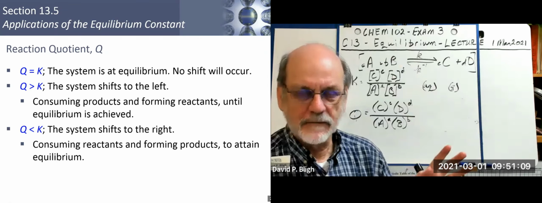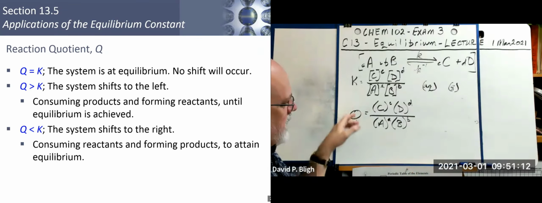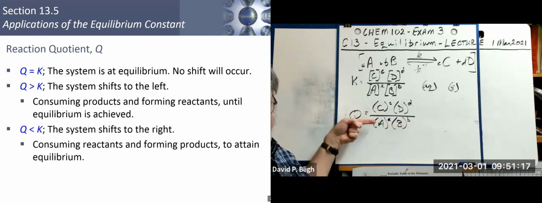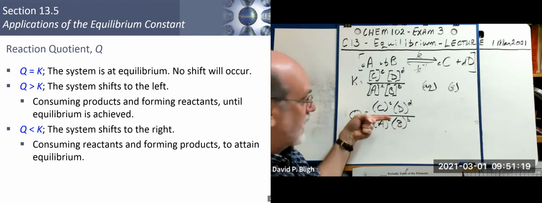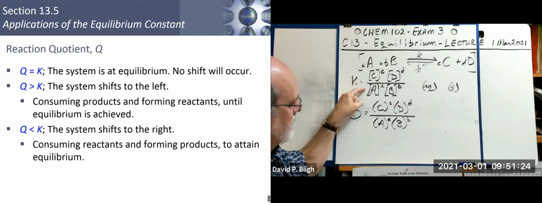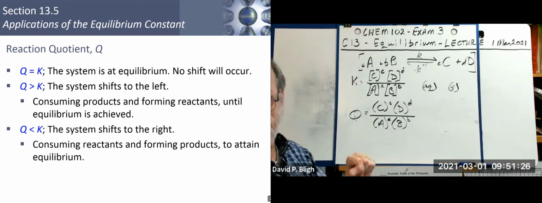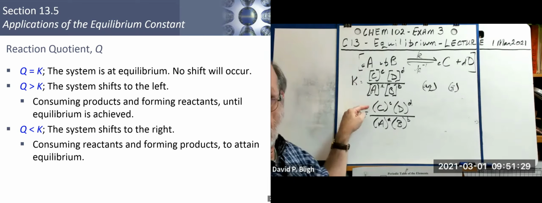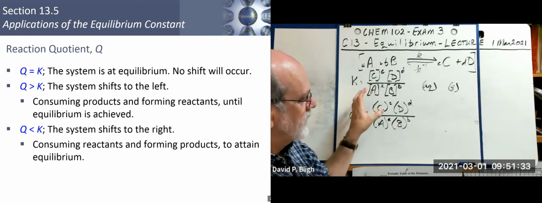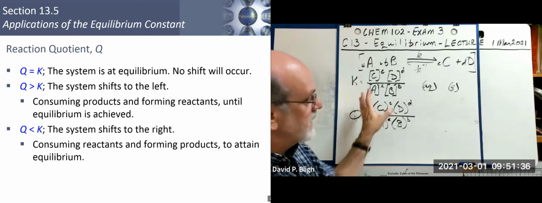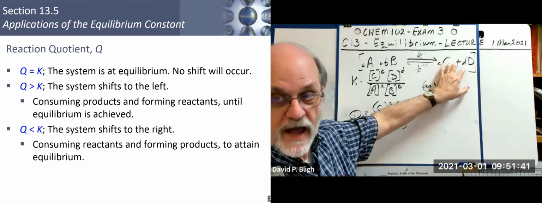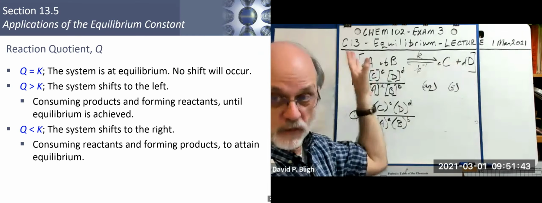What does that mean? If Q is larger than K, that means we have increased this amount and decreased that amount. Right? In order to make Q bigger than K, this has to be greater than that, and this has to be smaller than that. So that means we're favoring products in our initial concentration. So with Q greater than K, we have more of this than we need. So the reaction is going to proceed to the left, as written.